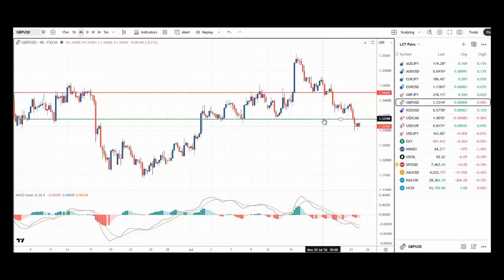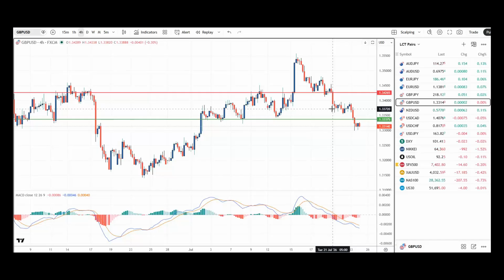It's a level where buyers have stepped in before, so naturally a lot of traders are going to be watching it. And here's where the mistake usually happens. Many traders see price reach support, like right down here, and immediately buy, assuming that the market has to bounce because it did every other time. Unfortunately, that's not the way things happen. Markets don't work that way.